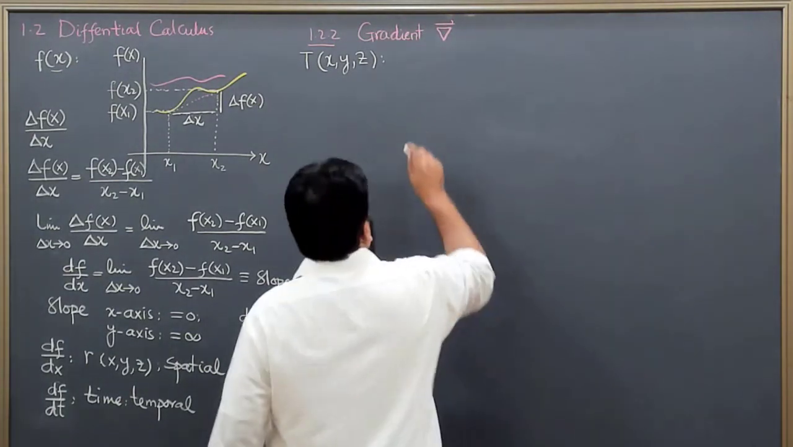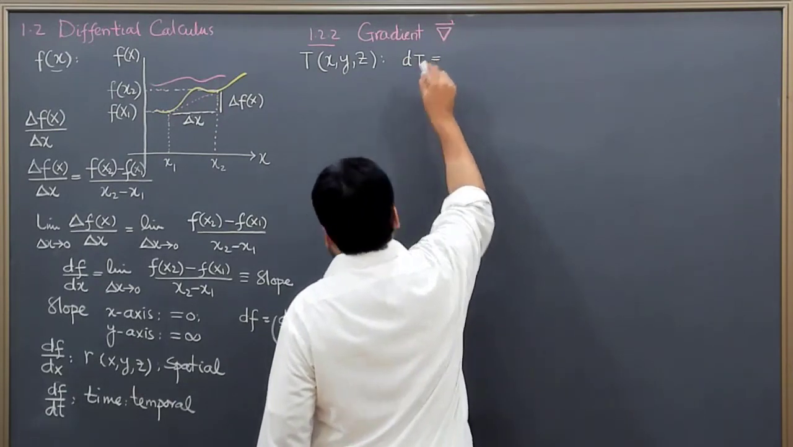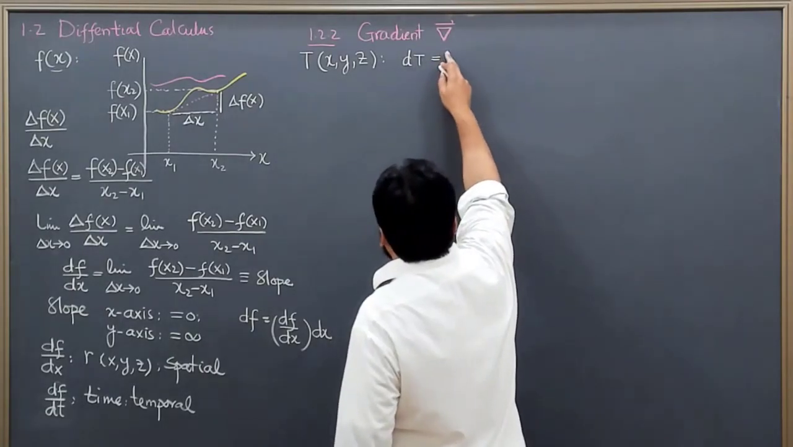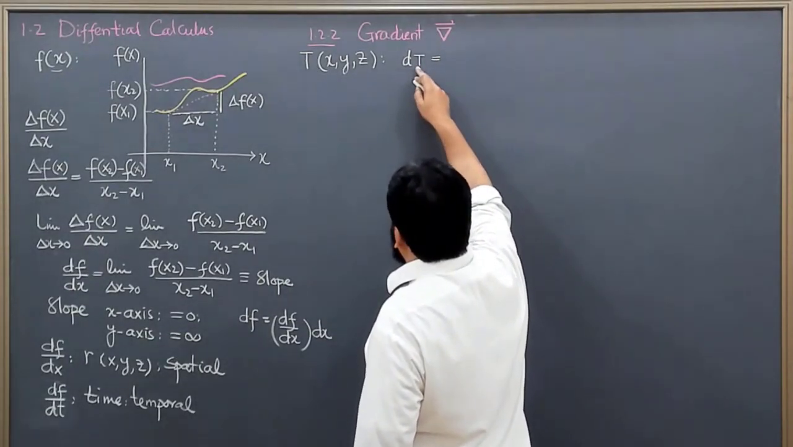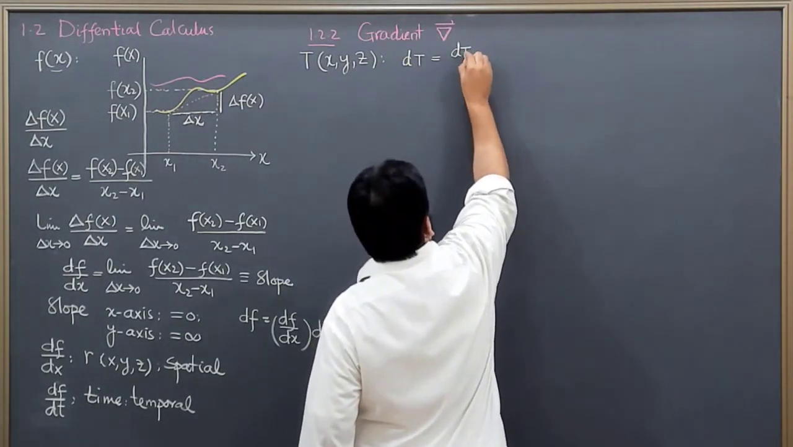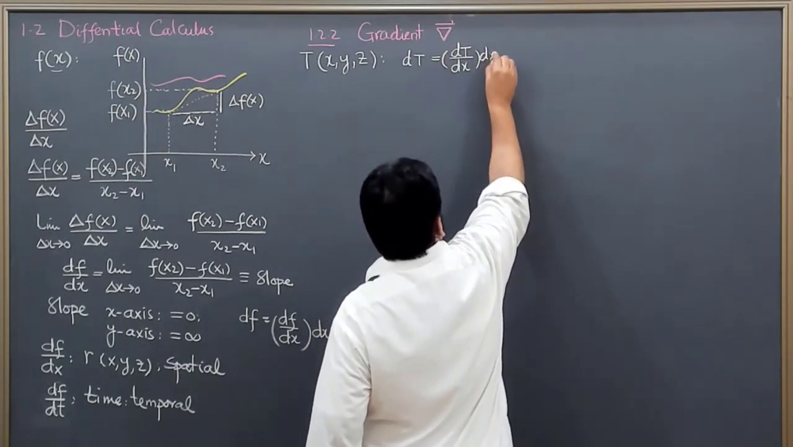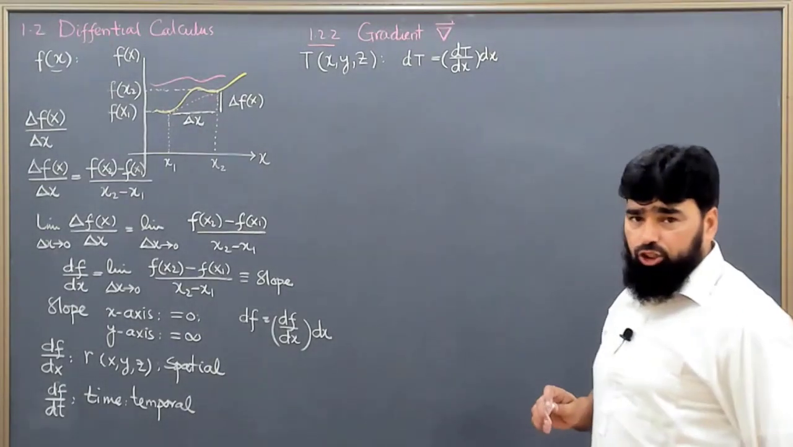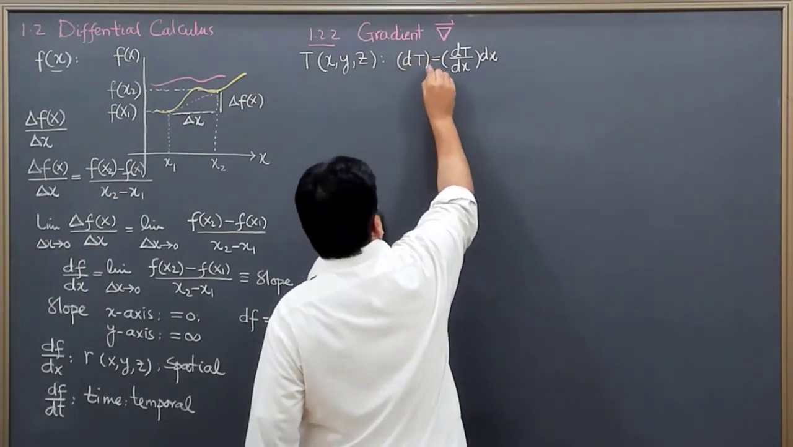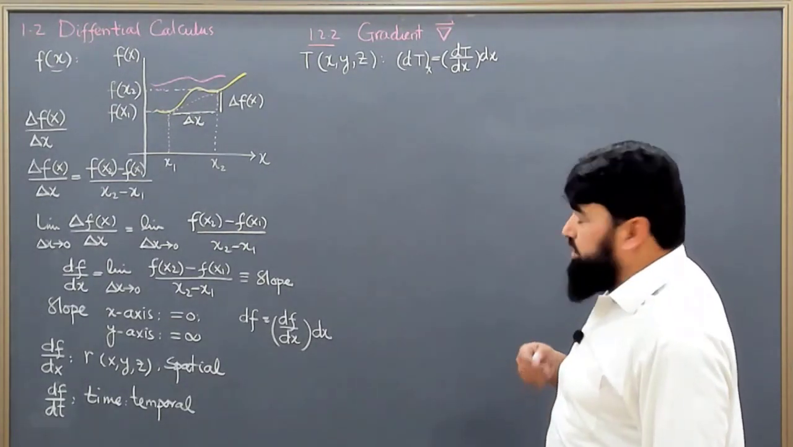So I will write that the change in this function dt will be equal, according to this definition, to the change with respect to x. If I write this in one variable, then it will be dt over dx along the dx, the incremental change in x. Similarly, we will have the y component and the z component.